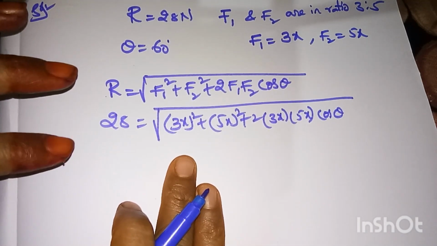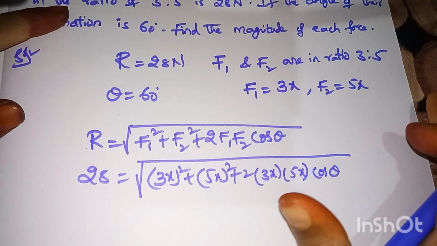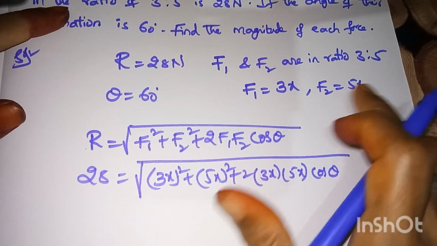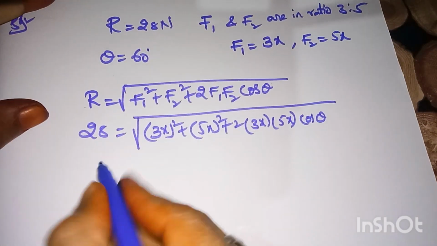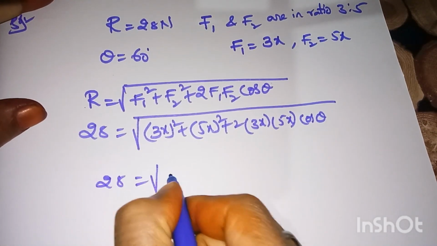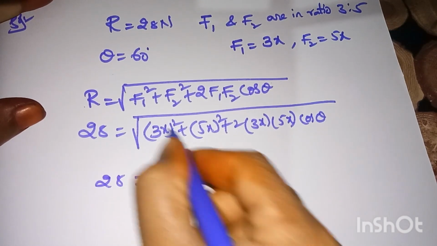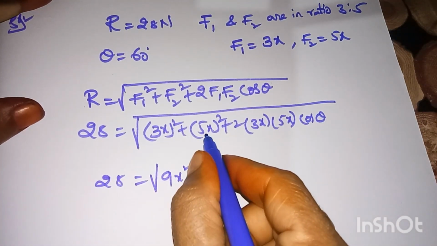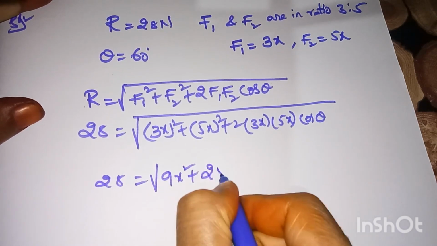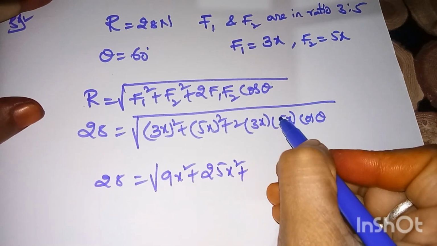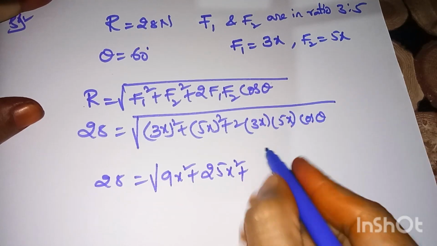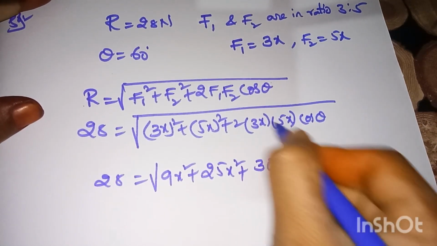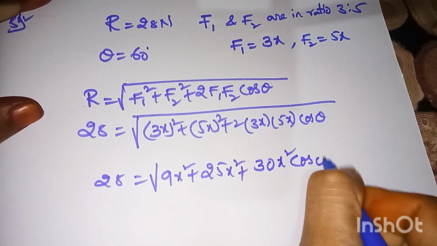After finding the value of x, by substituting x values here, we are going to get the magnitudes of each force. So 28 is equal to 9x square, since 3 square is 9, plus 5 square x square, 25 x square, plus 2 into 3 into 5, which is 30, x square cos theta.